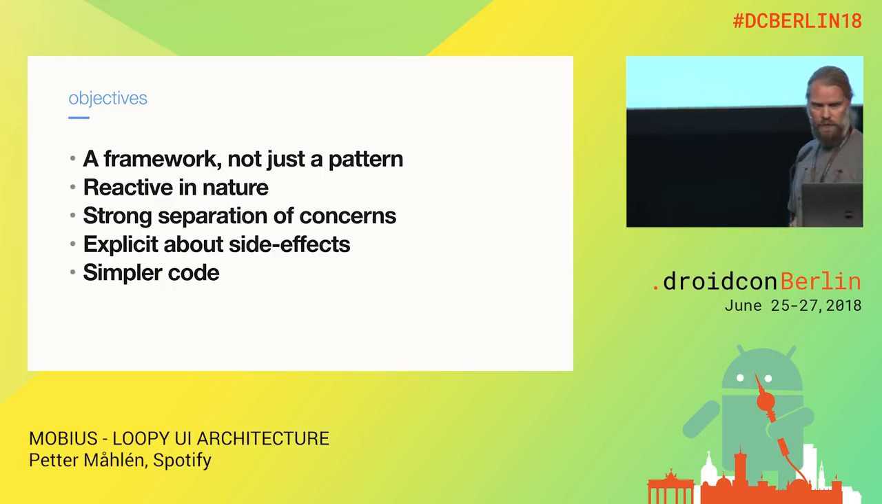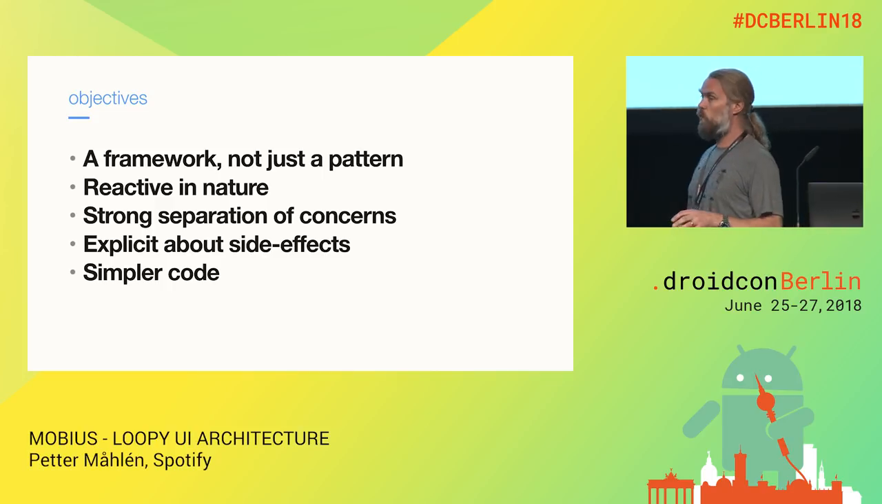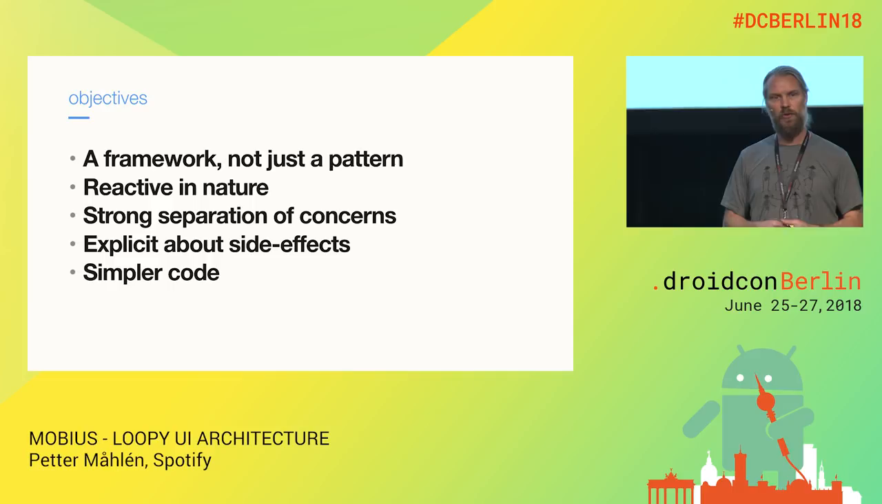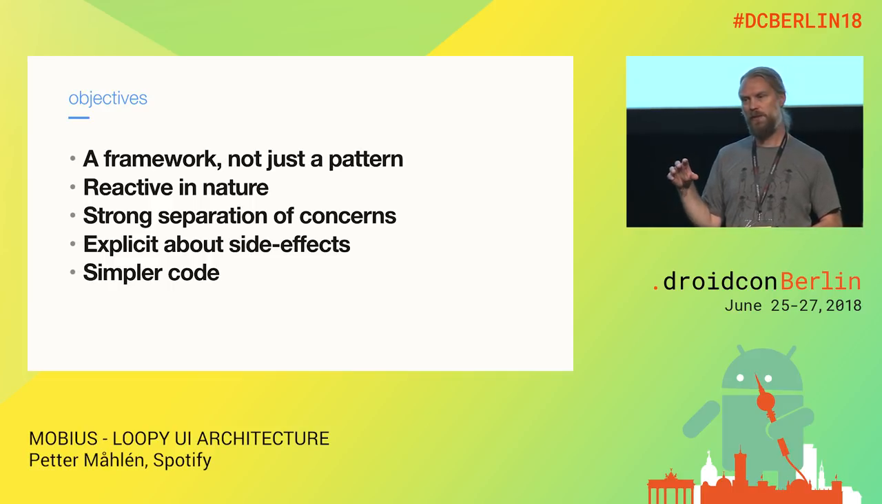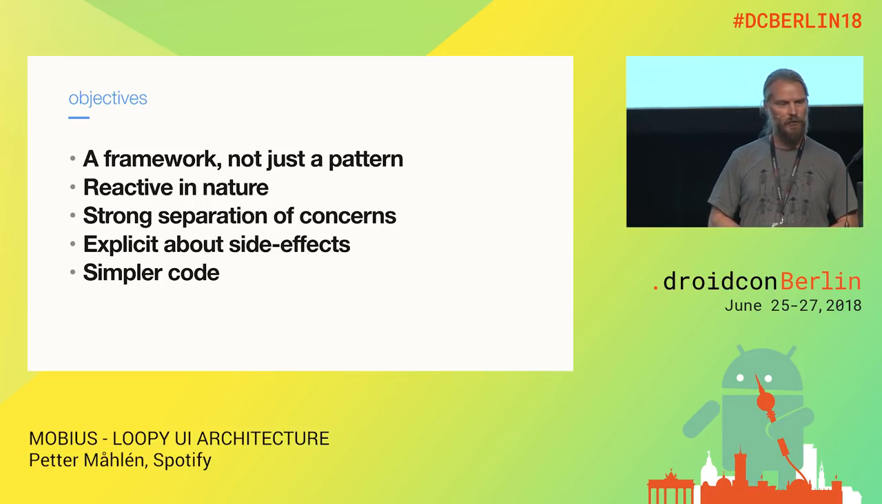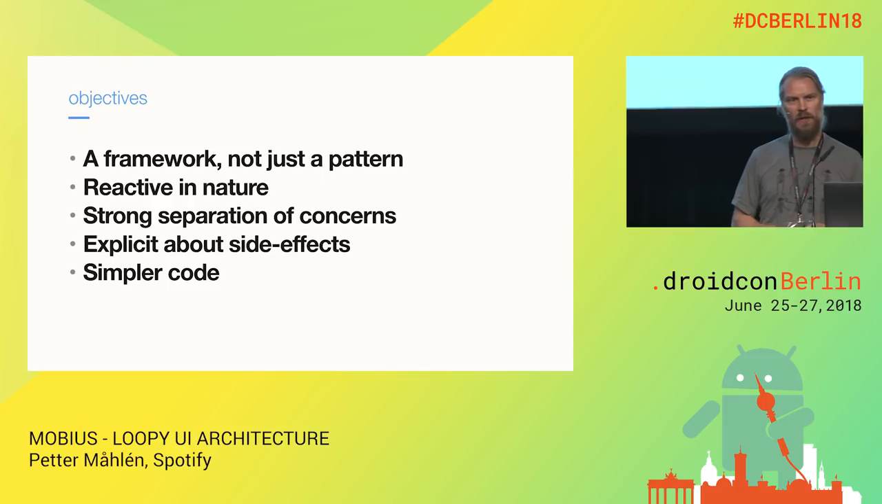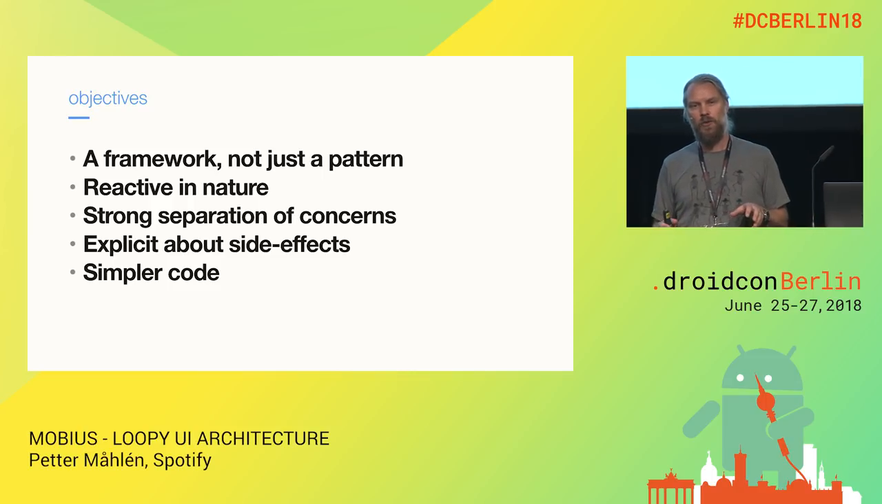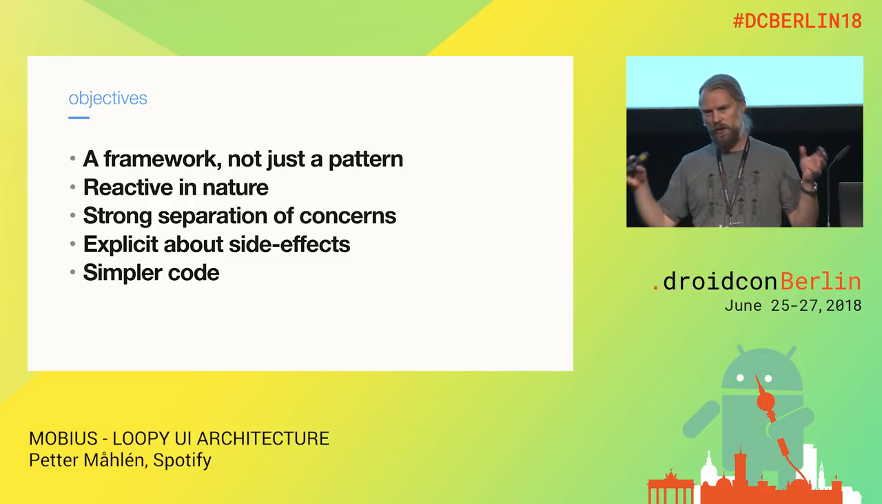It's dead. So, we built Mobius to try to address some of these problems. We wanted to have a framework, not just a pattern, so it wasn't really open to interpretation. It would be used more consistently by all the different teams. We wanted something that was reactive in nature, to make it easy to work with in a concurrent setting where, as you know, you never know when the response from the backend server is going to come back, and you don't know when the user is going to click something and all that.